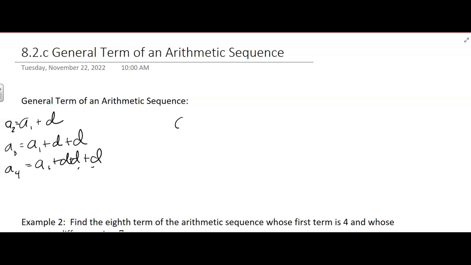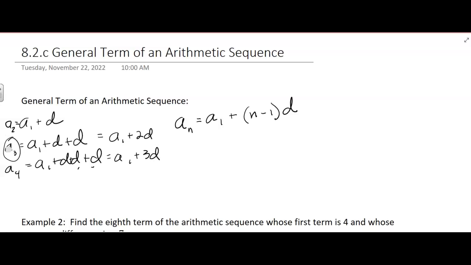So we have a general term. Let's look at this one. This would be a sub 1 plus 2d, right? And this would be a sub 1 plus 3d. And then the next one would be a sub 1 plus 4d, and so on and so forth. So the formula comes like this. If you're trying to find the nth term, say the 100th term, then you're going to take the first term and add one less than the term you're on times d.